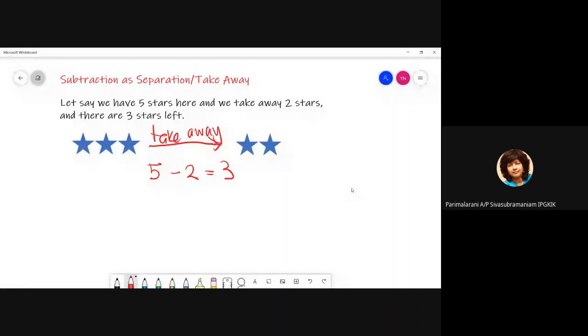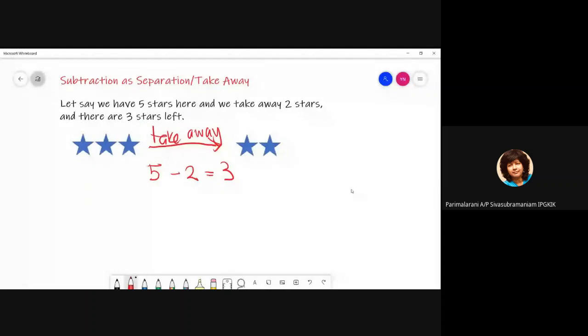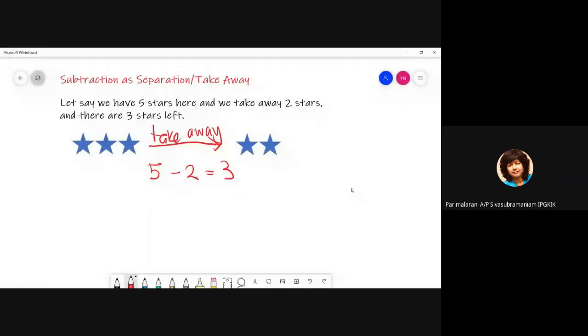We don't have to tell the students all these names, but we must model it. We must give them word problems where they can solve it using these models. Okay, so here in this takeaway model, if you show the diagram like this, for me it looks like 3 plus 2 is equal to 5.